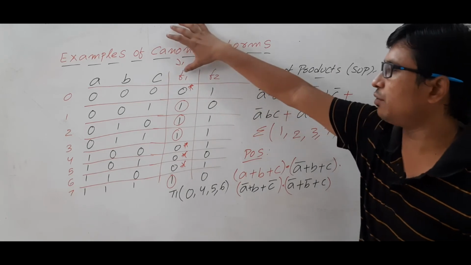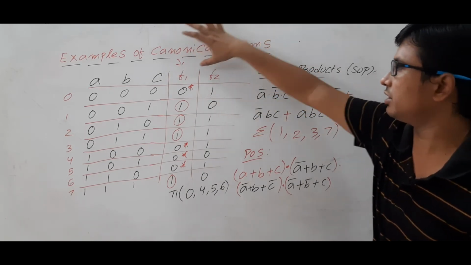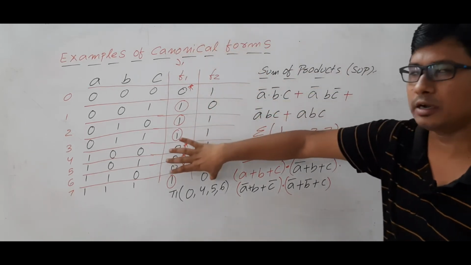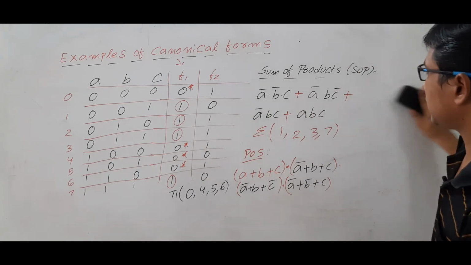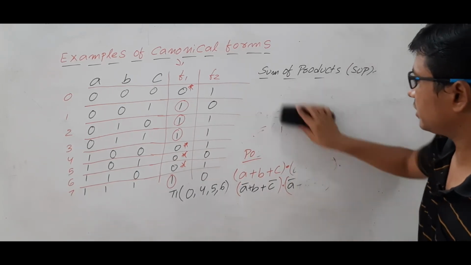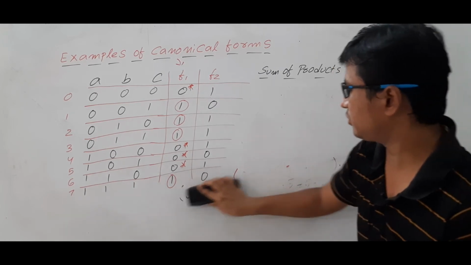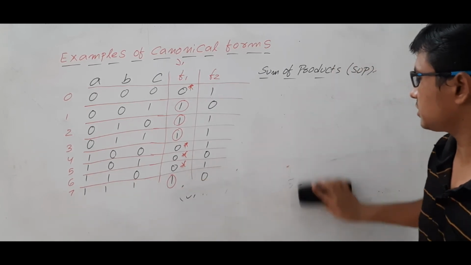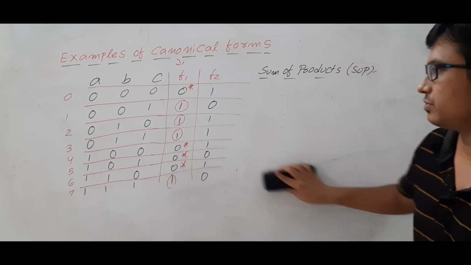So I hope you have understood, for the function f1, what the sum of products and product of sums are. Now can you tell me, for the function f2, what is the sum of products and what is the product of sums?